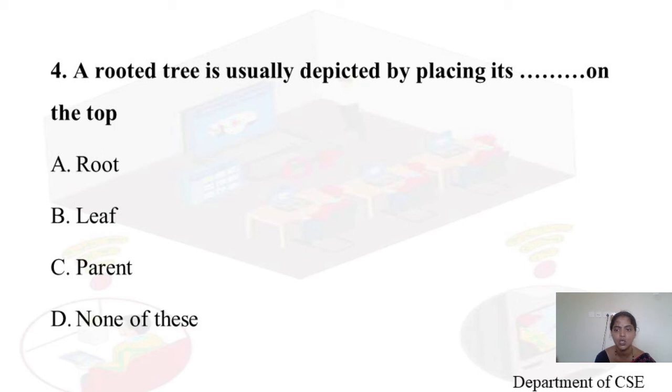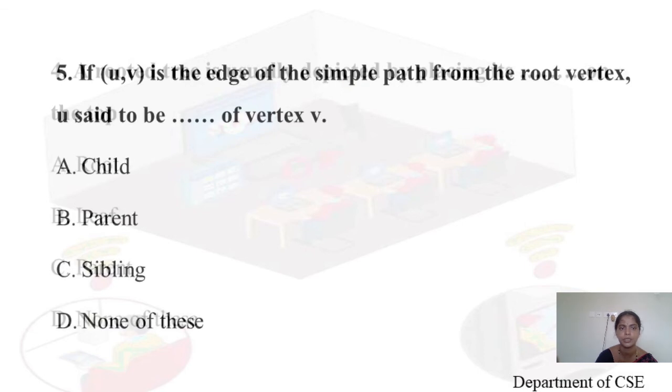Then the fourth one: a rooted tree is usually depicted by placing its dash on the top. What does a rooted tree have on its top? It's obviously the root, not the leaf nor the parent. It is depicted with the root on the top.